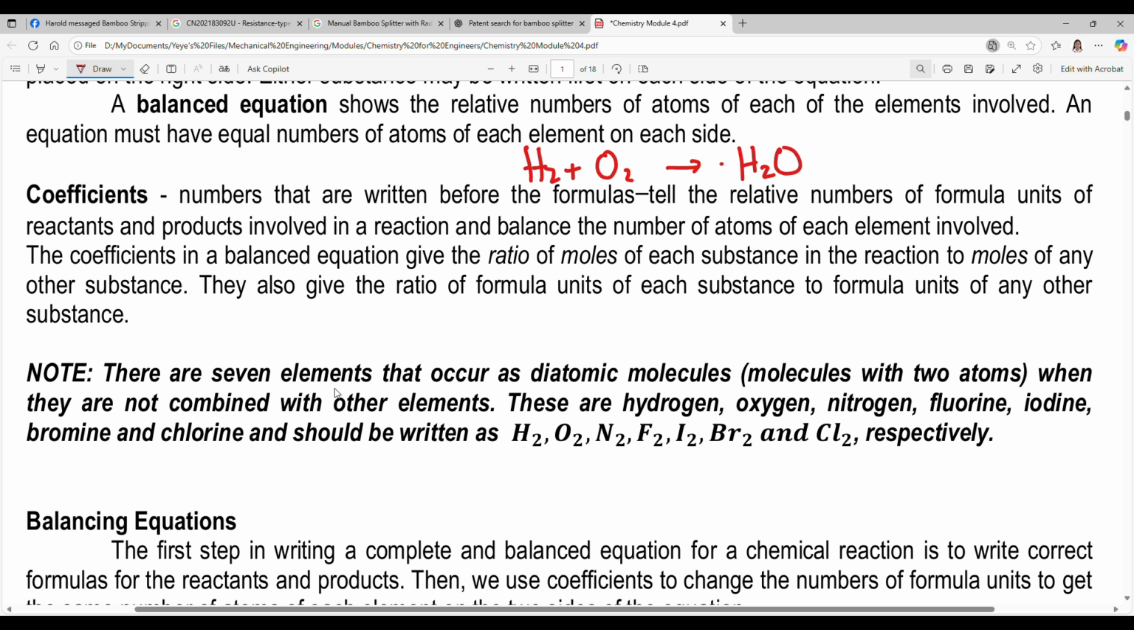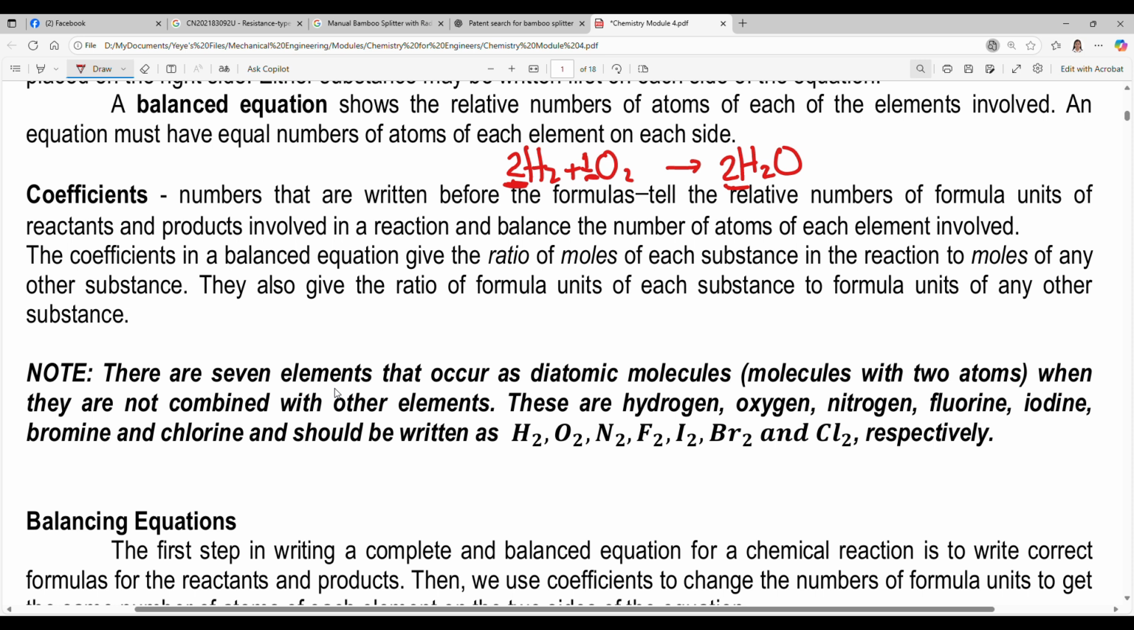So to balance this, we will write 2 here, and 2 here. These numbers before the chemical formula are called the coefficients of the chemical equation. It means that 2 moles of hydrogen and 1 mole of oxygen will yield 2 moles of water. If there is no coefficient before the chemical formula, it simply means it is 1, so there is no need to write it.